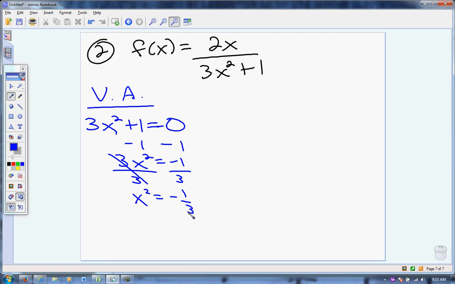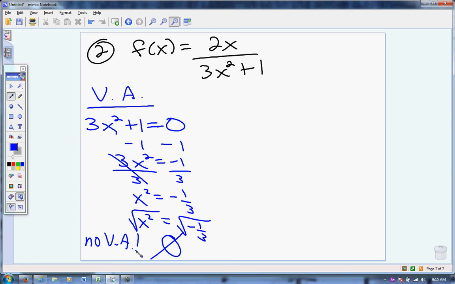Can I take the square root of negative 1/3? If I take the square root of both sides to try to solve this, there are no vertical asymptotes. Okay? We can't have an imaginary asymptote. Okay? So there are no vertical asymptotes on this problem, on this function.